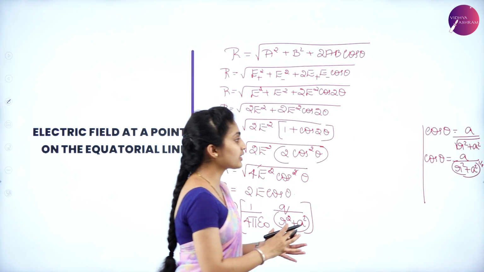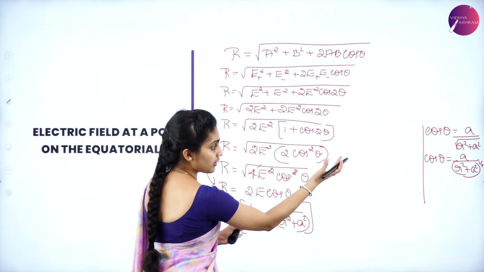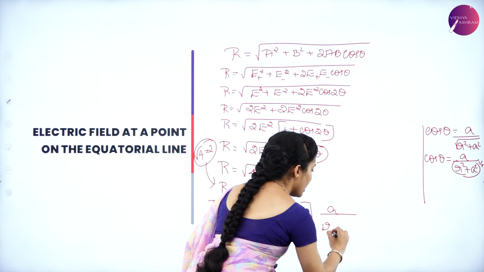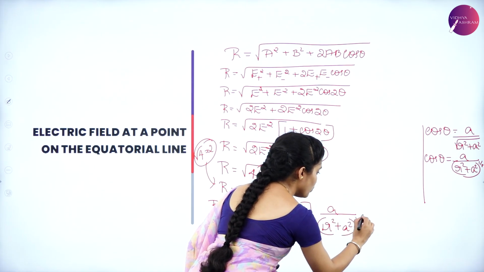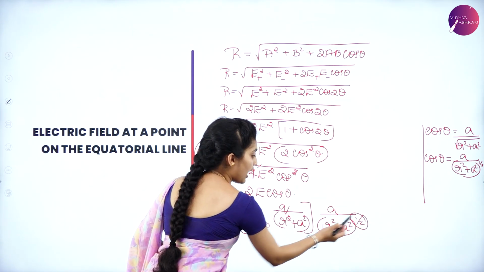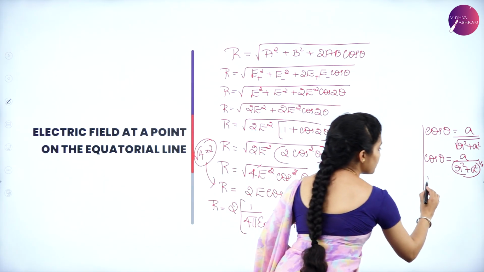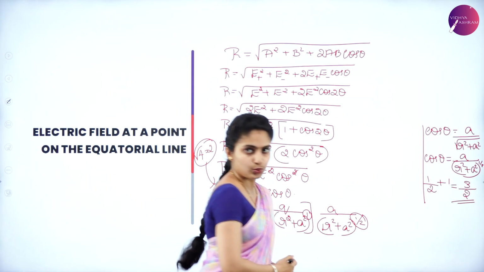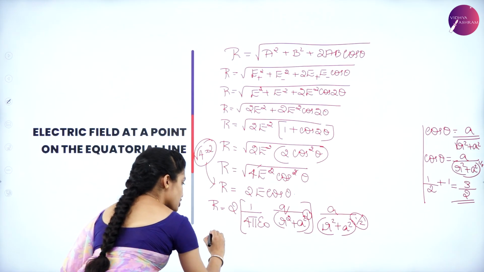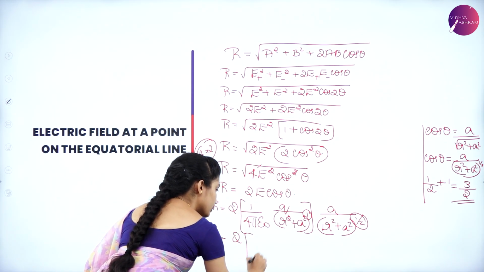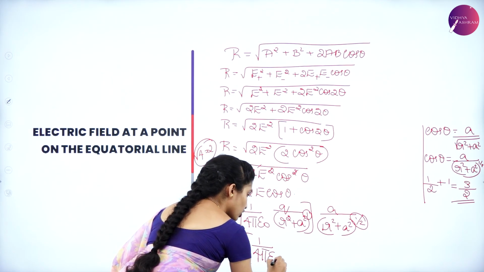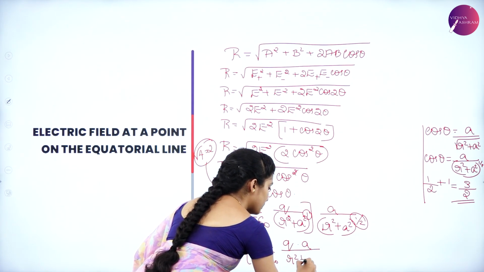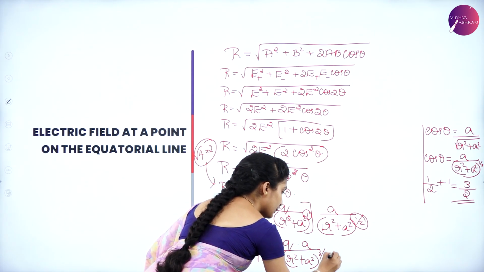So when this is the case, you can just substitute for cos theta. So you have A divided by R square plus A square the whole 1 by 2. So 1 by 2 and to the power of 1, so you have 1 by 2 plus 1, taking LCM you will just get 3 by 2. So now rewriting this equation, you have R is equal to 2 into 1 by 4 pi epsilon naught Q into A divided by R square plus A square the whole 3 by 2.